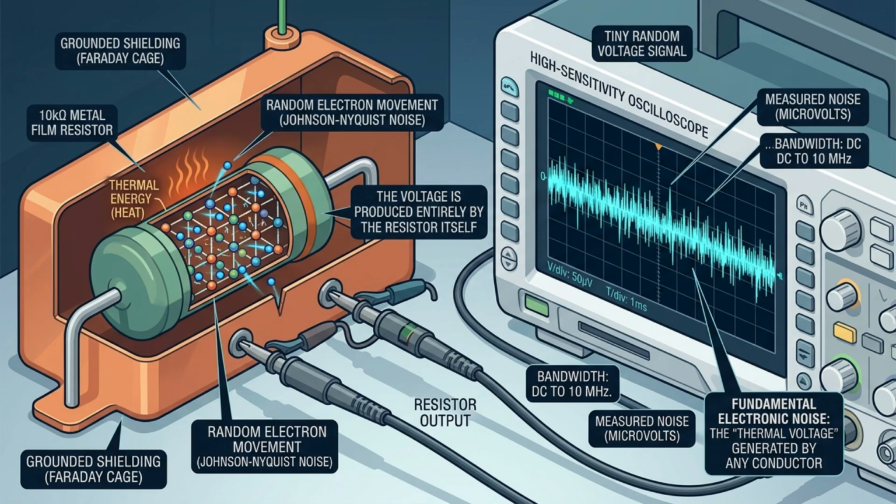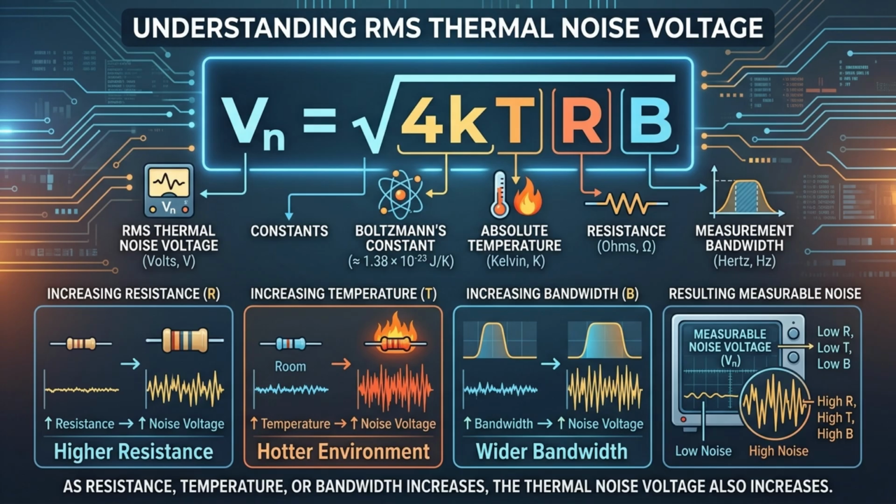Physically, connect a resistor to a highly sensitive oscilloscope inside a shielded laboratory. Even with no battery and no input signal, the oscilloscope will display a tiny random voltage. That voltage is produced entirely by the resistor itself and is one of the most fundamental sources of electronic noise.